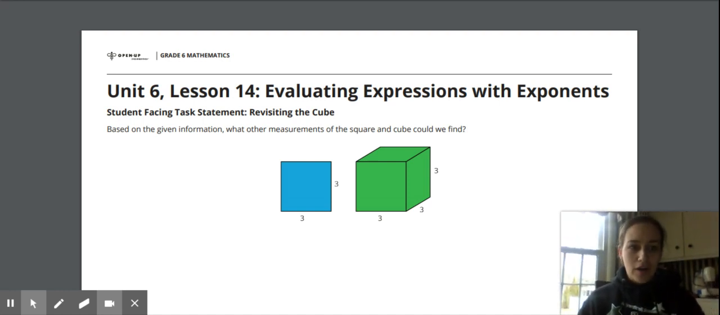All right, for RV and any others that are looking at lesson 14, the lesson begins with these two images of a square and a cube.